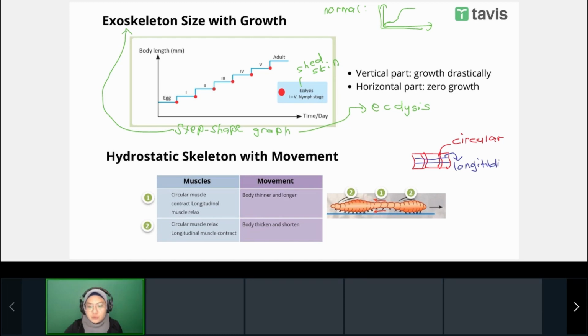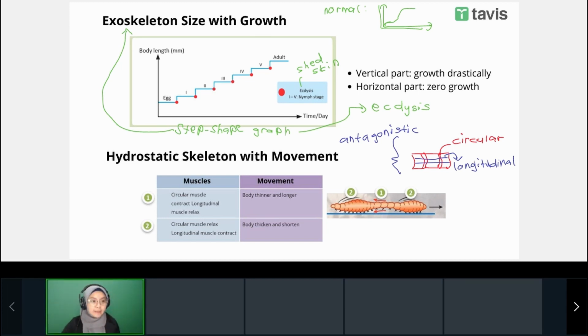Please remember these two: the circular muscle, and the longitudinal muscle, the horizontal part of the muscle. The movement of the worm is in the form of antagonistic movement. What does antagonistic movement mean? It is a movement where when the circular muscle relaxes, the longitudinal muscle has to contract. They cannot both contract or both relax. When one of the muscles contracts, the other one must relax.